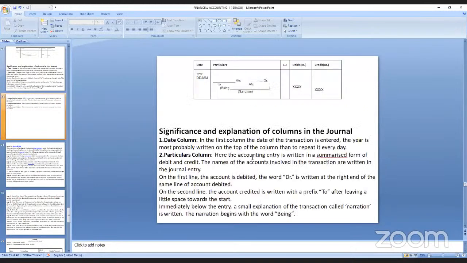Is it clear? See here. When you are writing your purchase account, you must write the Dr, and in the next line you must write To.